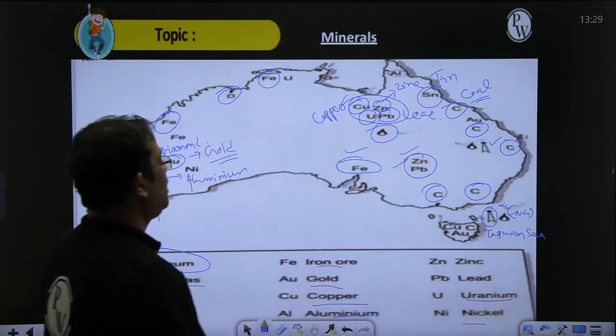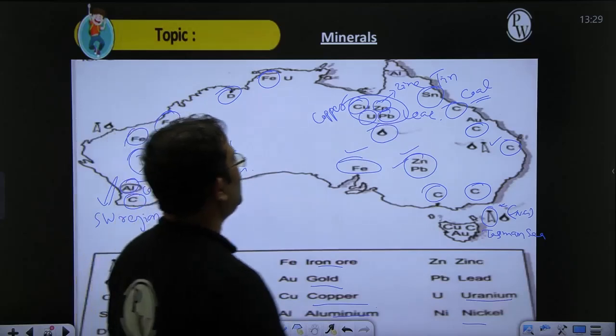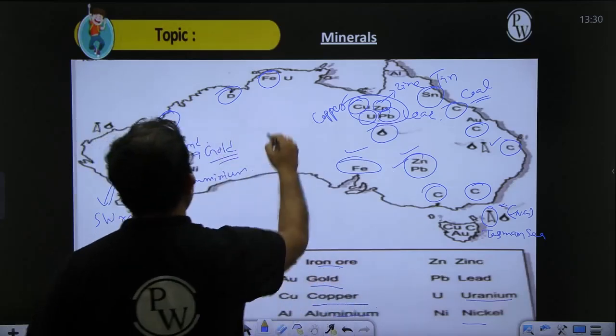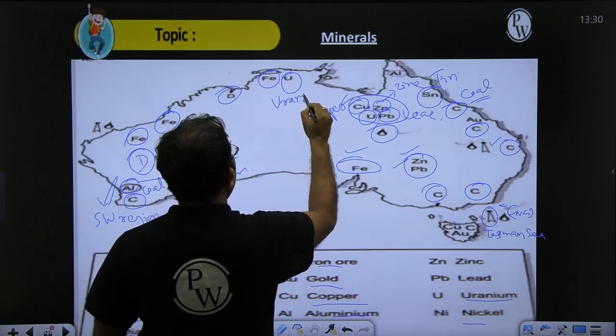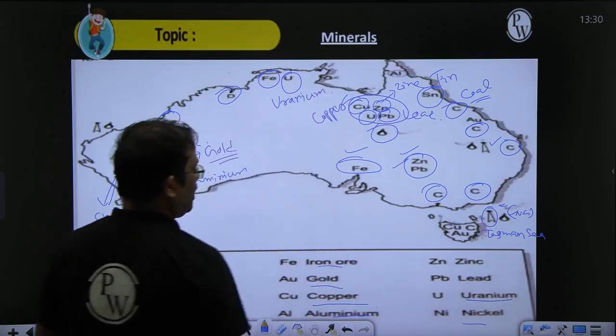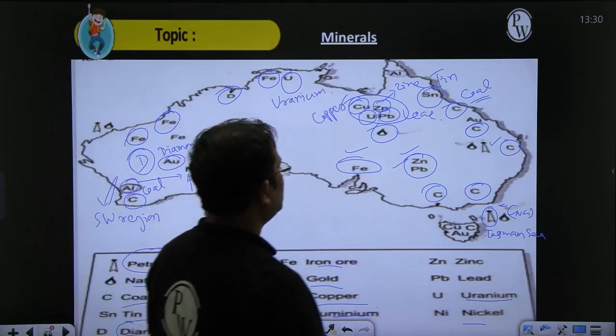You will see here uranium. Australia has good quality uranium, which you will also find in Australia. This is in the northern province. This is your uranium. Okay, and your nickel. Nickel is also in good quantity.